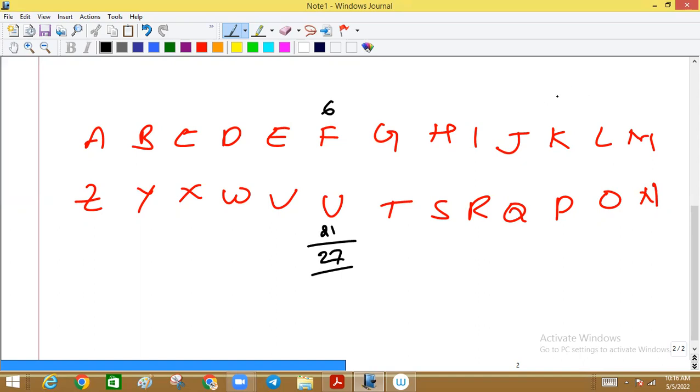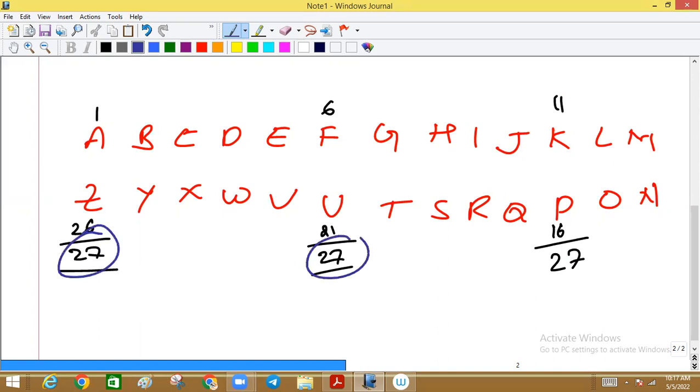What is K? 11. P? What is the sum? 11 plus 16, 27. For example, take A 1, Z 26. What is the sum? 27. So what is important here is this 27 is very important. Okay, not 26. People think that there are 26 alphabets, but compared to 26, 27 is more important.